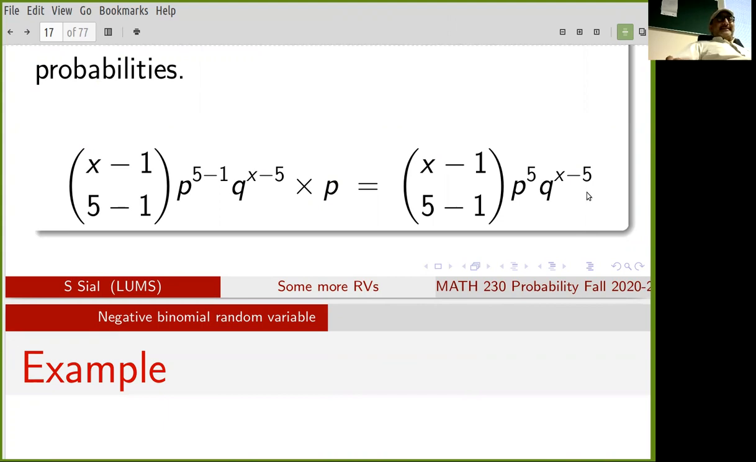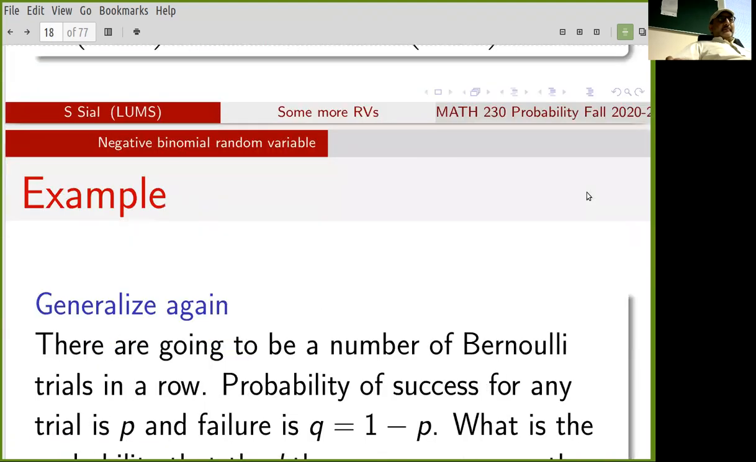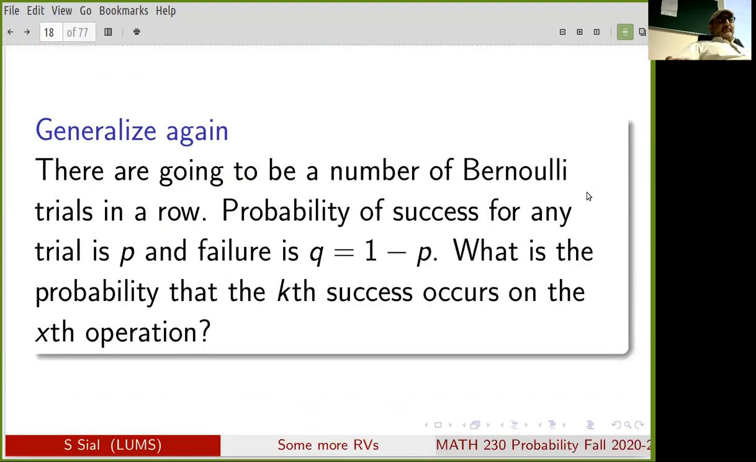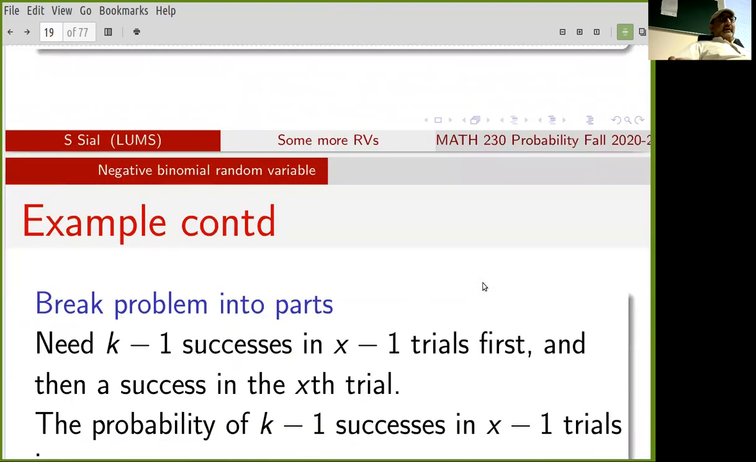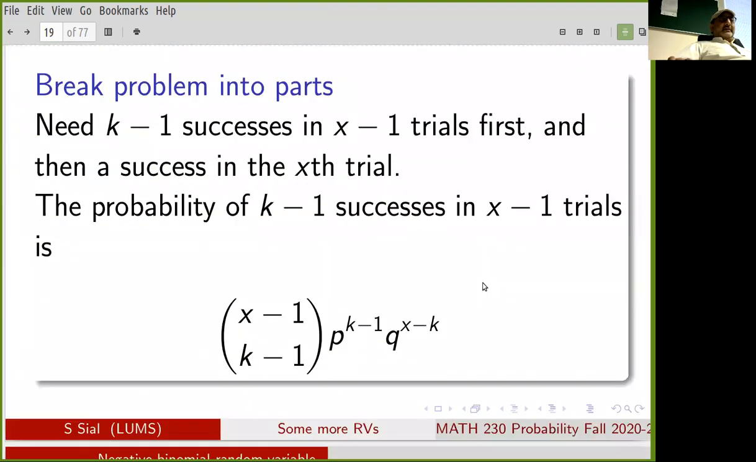Now let's generalize again. Instead of the 5th success occurring in trial X, we're going to have the kth success occurring in trial X. And so you just replace the 5 by K, and you get X minus 1 choose K minus 1 times P to the K, Q to the X minus K.